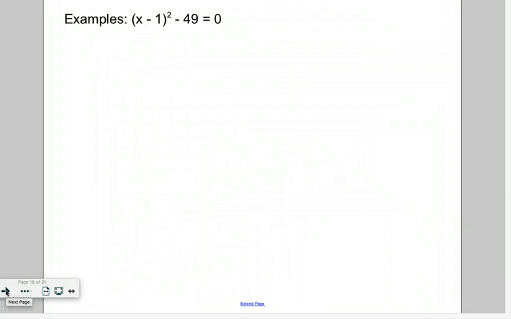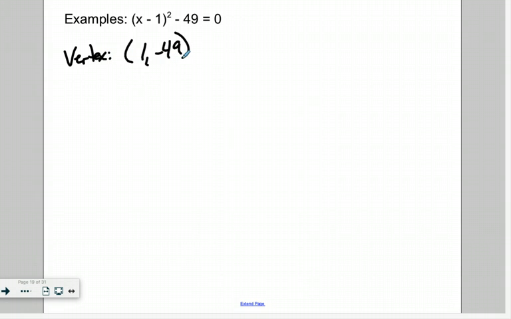All right, so let's start with a simple example here. Given this quadratic equation, x minus 1 all squared minus 49 equals 0, we're essentially looking at a concave up parabola that we know has vertex at the point (1, -49). Because that vertex is underneath the x-axis and it's concave up, we know there are going to be two real roots to this. So let's take a look at how we would solve it.